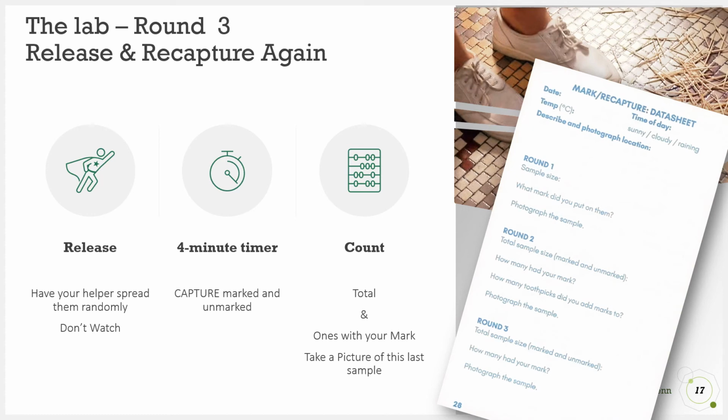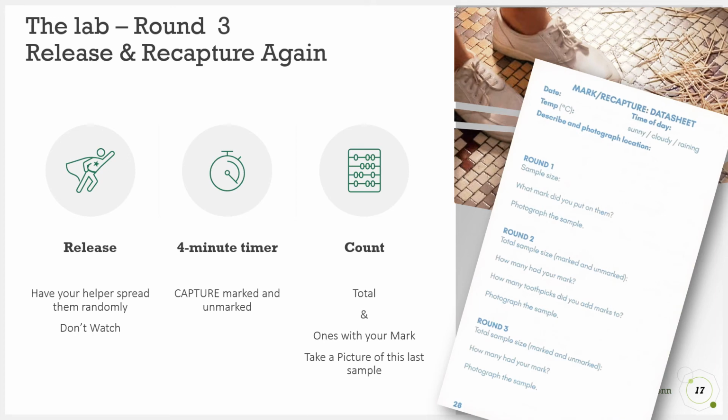You're going to, from this third sample, count the total and count how many of that total have your mark, and take a picture of this last sample. So you're going to take a picture of every sample and you're going to put that on your blog. My students make up blogs for reporting their lab results. And this is a picture of page 28 in the lab book.